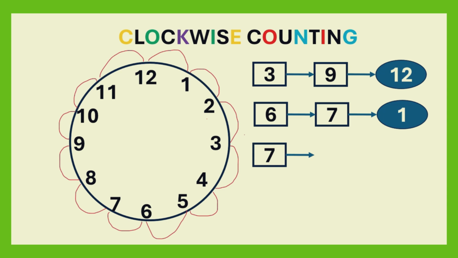Now let's look at another one. 15 numbers from 7. So you go to 7, which is the starting point, and you look at 15 numbers away from 7. So we count 1, 2, 3, 4, 5, 6, 7, 8, 9, 10, 11, 12, 13, 14, 15. So 10 is the 15th number from 7.